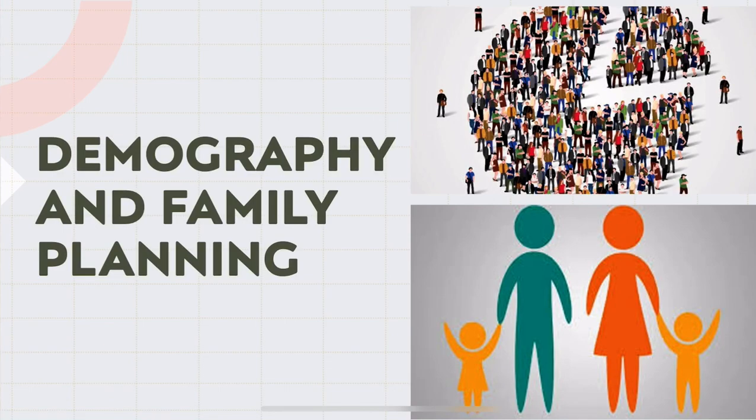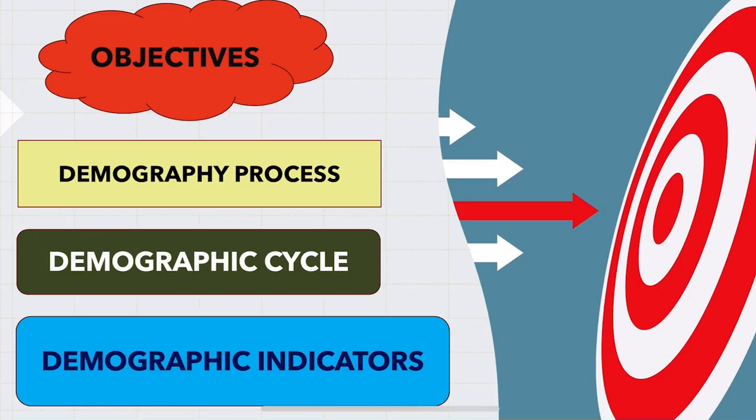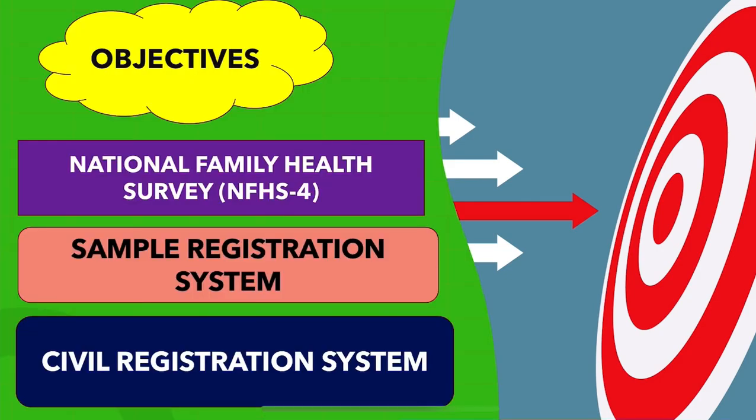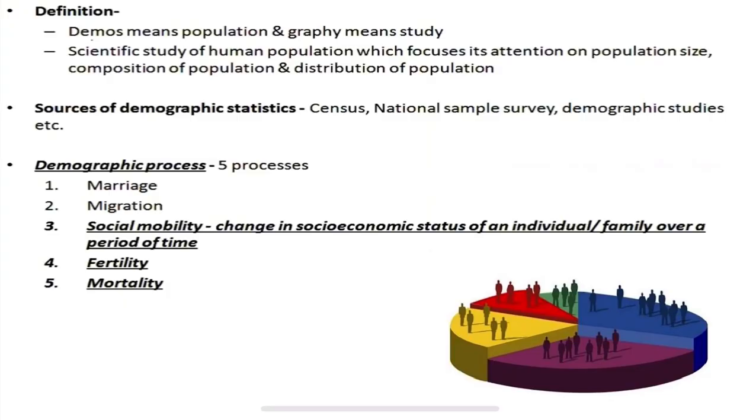Welcome back. In today's video, we are going to discuss demography and family planning. The objectives of today's session are the definition of demography, the demographic process, and the demographic cycle. In the upcoming videos, we will be discussing the demographic indicators, National Family Health Survey NFHS 4, the sample registration system and the civil registration system.